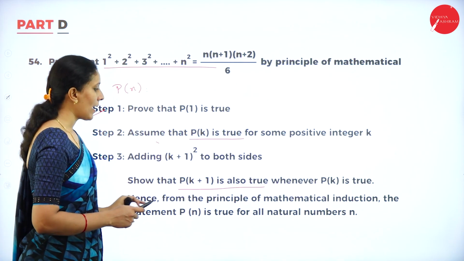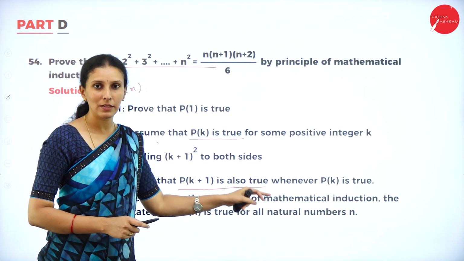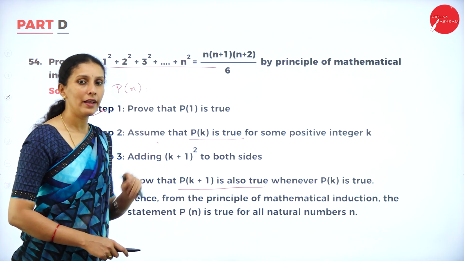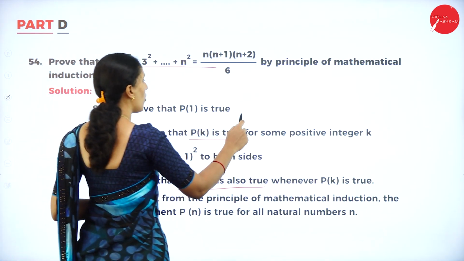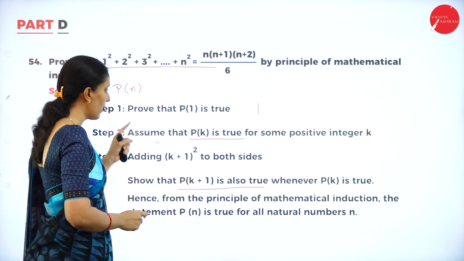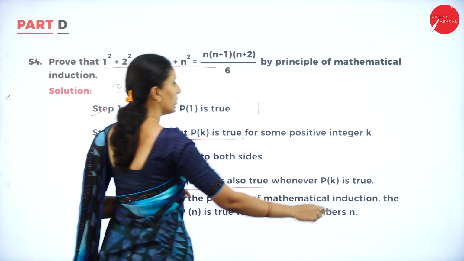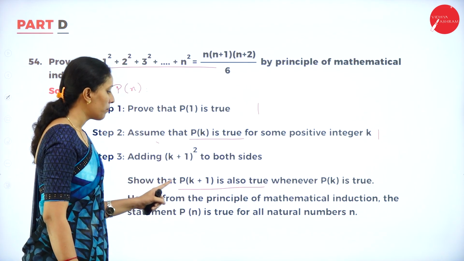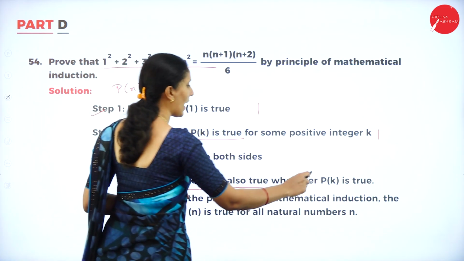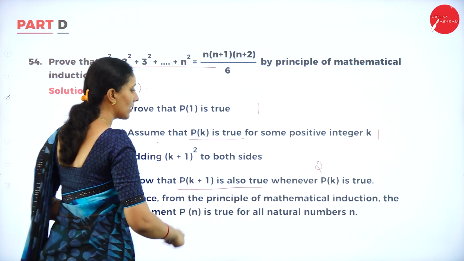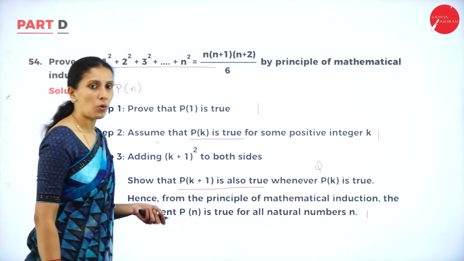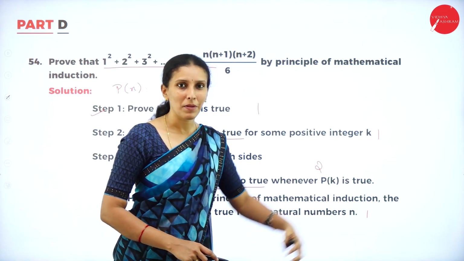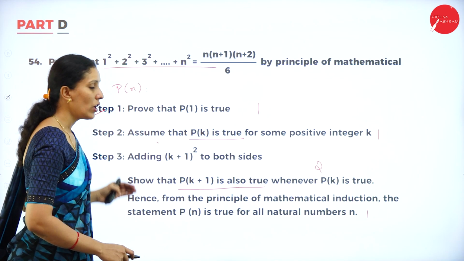So then we can conclude that by the method of principal mathematical induction, statement P of n is true for all integers. So showing P of 1 is true carries 1 mark. Writing P of k is true carries 1 mark. Adding k plus 1 and showing that P of k plus 1 is also true carries 2 marks, and writing the conclusion 1 mark. So total 5 marks. So for any question by the method of principal mathematical induction, you have to follow these steps to get 5 marks.